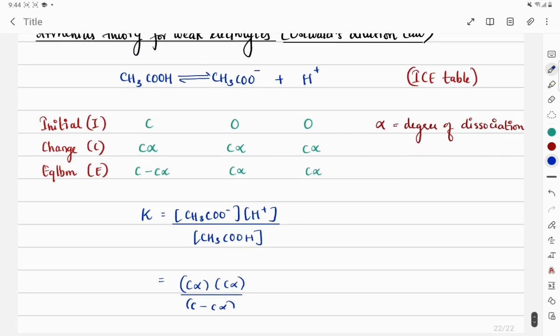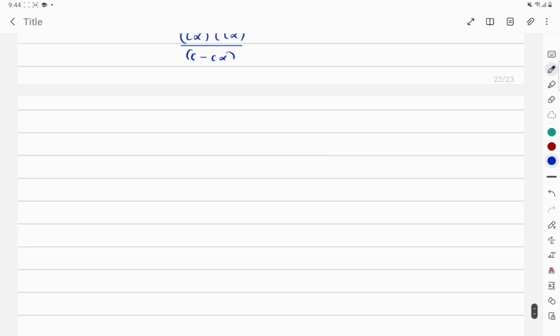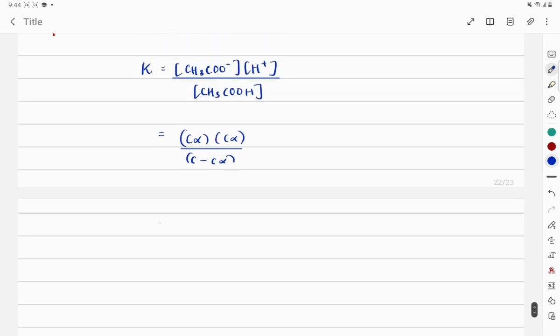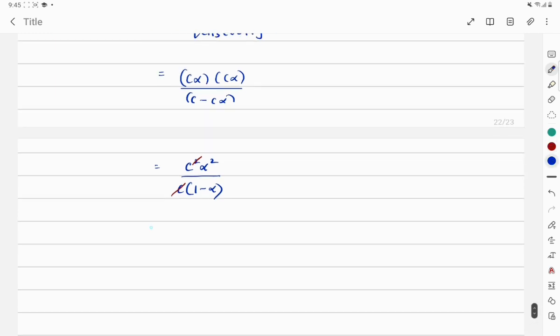Now from this I can take C common. If you look at the equation, C is common in the denominator. So the numerator is going to be C square alpha square, divided by the denominator. I'll take C as common, so C into 1 minus alpha. There is a common C, I can cancel them, and finally I will have C alpha square divided by 1 minus alpha. So this is the equation for equilibrium constant K: C alpha square by 1 minus alpha.